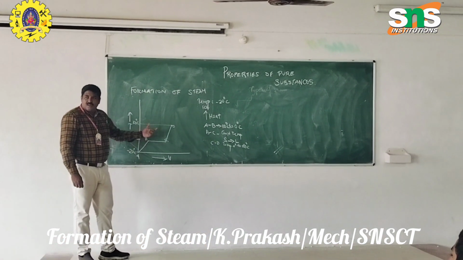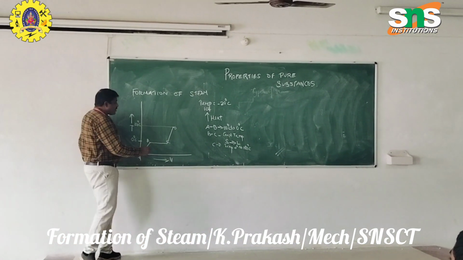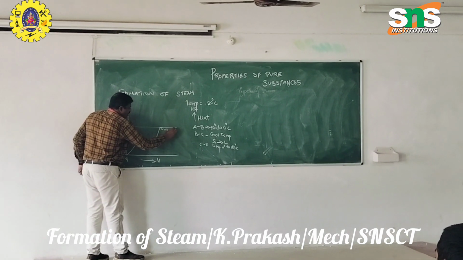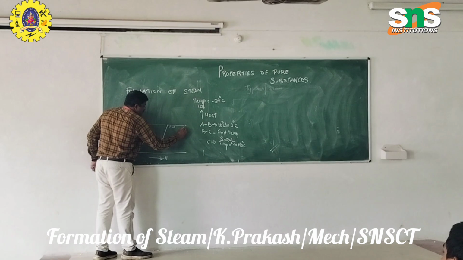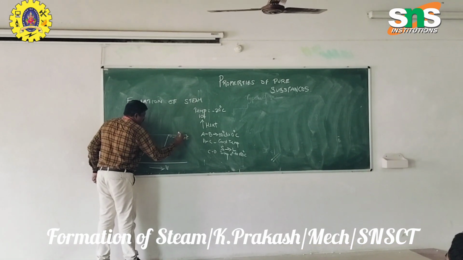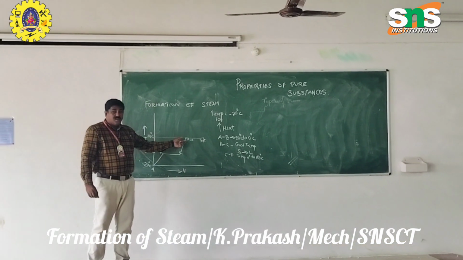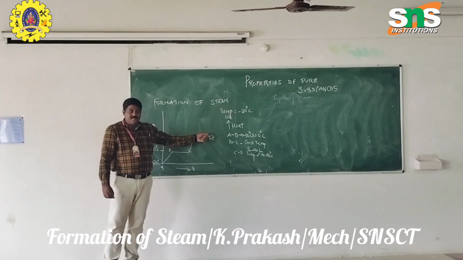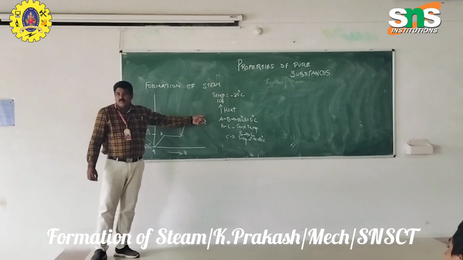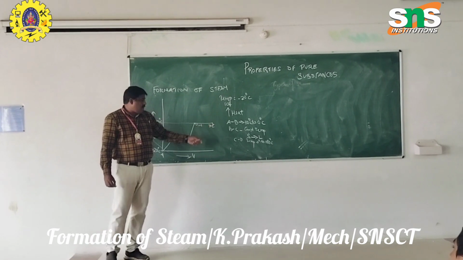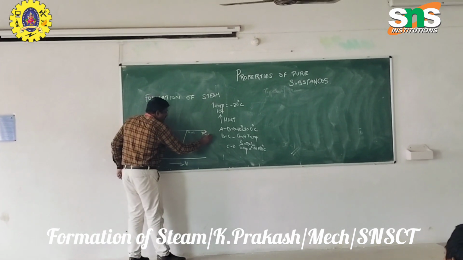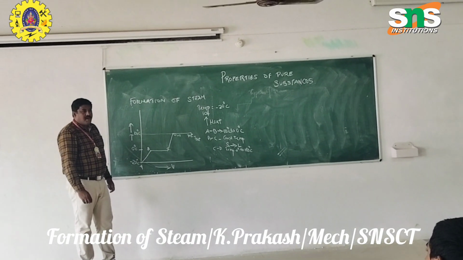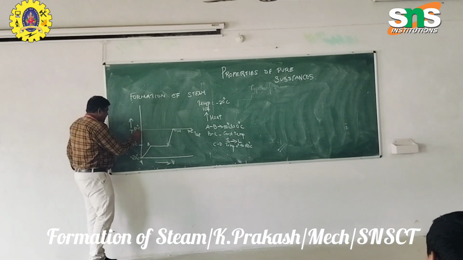When we continuously supply heat at constant temperature, this water is converted into wet steam and then completely converted into dry steam. First the water is converted into wet steam, and when we continue heating, this wet steam is converted into dry steam at point E. This point E is called the saturation temperature.